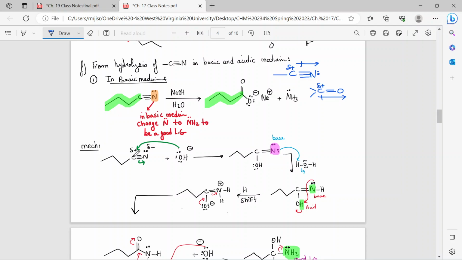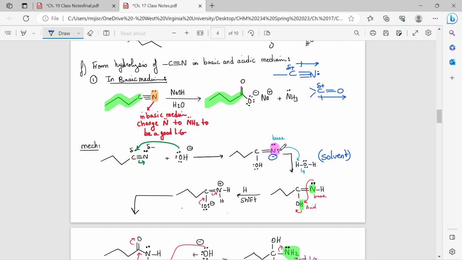Every time we make a bond, we're going to break a bond. We're going to end up having a negative charge on the nitrogen. So this is our chance now to use the water as a solvent. So here the water acts as a solvent, and the role of the solvent is to give hydrogens. This is the role of the solvent.